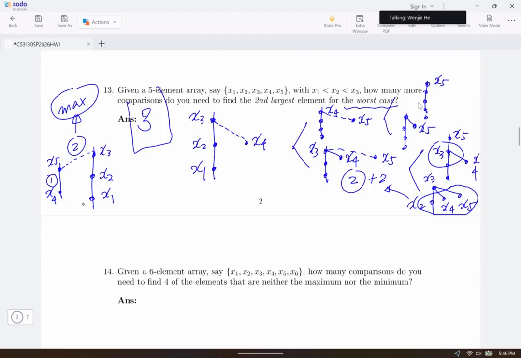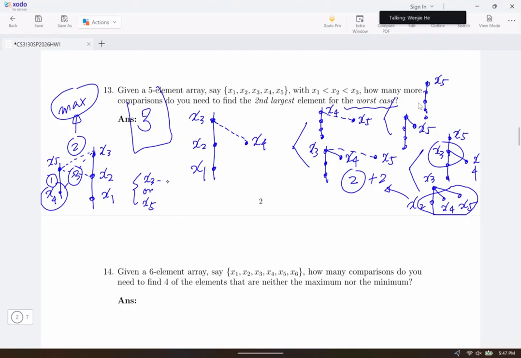So the smaller one, there are 2 cases, x5 or x3, right? If x3 is the smallest one, x3 is the candidate, another candidate is x4, right? So you need one more comparison, third comparison. If x5 is the smaller one, then you need one more comparison between x5 and x2, also third comparison. See? So in these 2 cases, you need 3 comparisons.